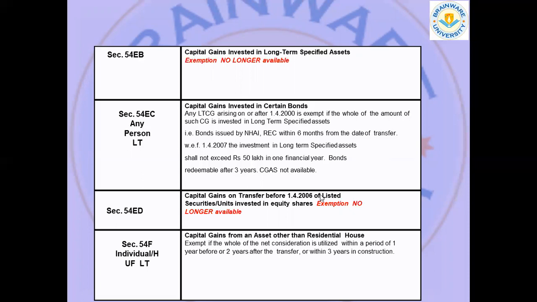And last one is 54F, which is capital gain from an asset other than residential house. So far we were discussing only the residential house, now you're investing in something else. And in 54F, if the gain is from an asset other than the residential house, and you're investing in something else, means the exemption applies if the whole of the net consideration is utilized within a period of 1 year before, or 2 years after the transfer, or within 3 years in the case of construction. Here also means the deduction will be the same, the capital gain arising from the property, number one. Number two, the actual price of the property, whichever is less.